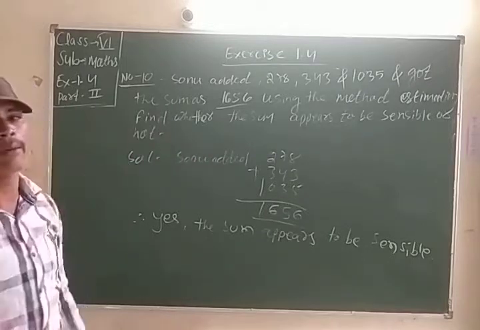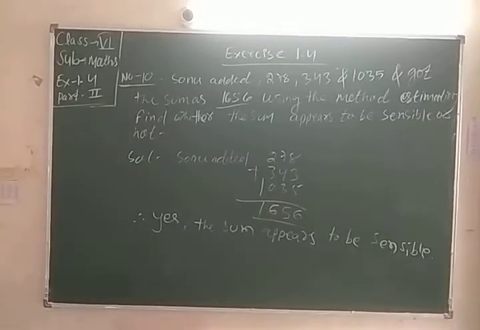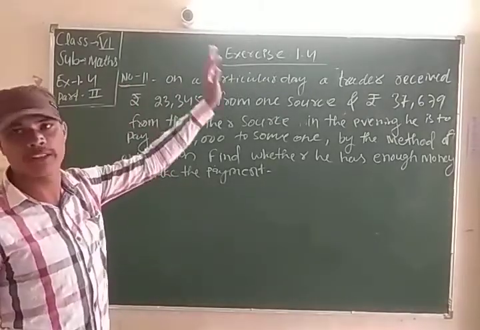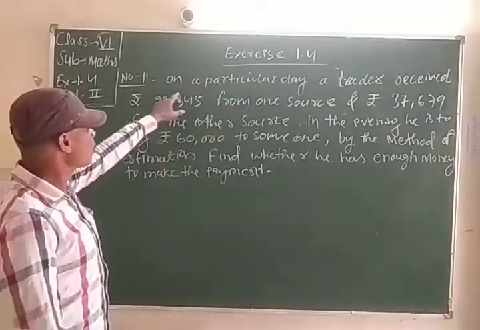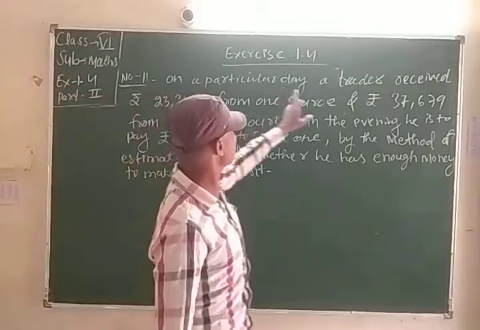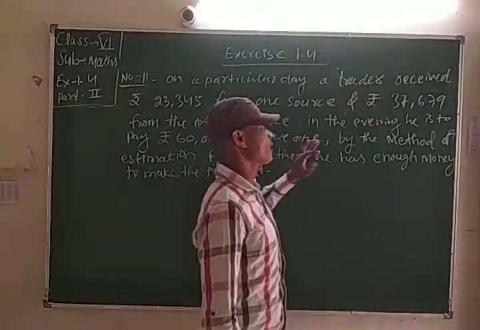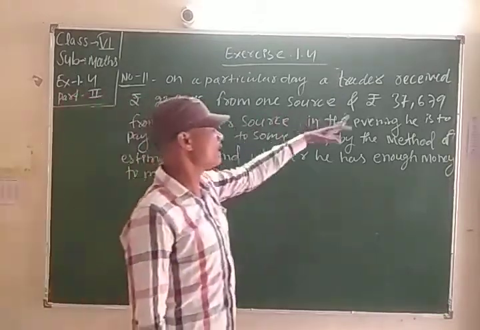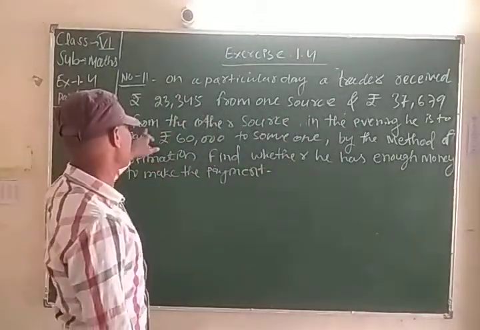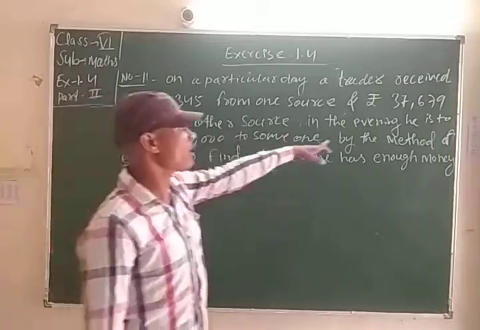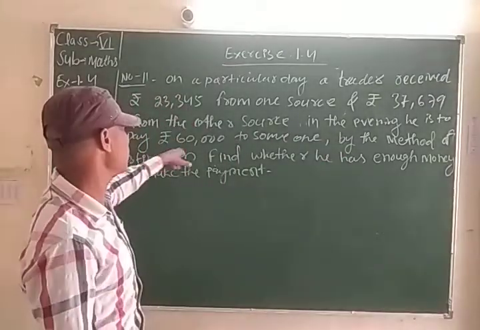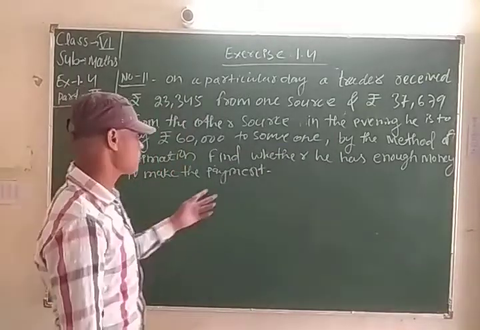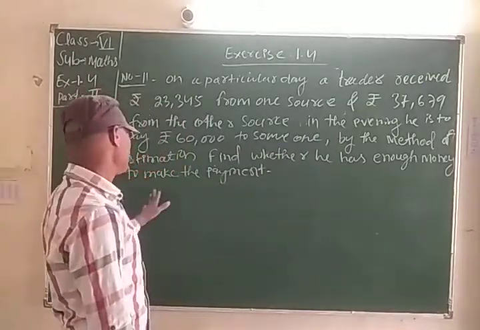Now we do number 11. So students, now it is the last number from your exercise. Here is the question. On a particular day, a trader received 23,345 from one source and 37,679 from another source. In the evening, he has to pay 60,000 to someone. By the method of estimation, find whether he has enough money to make the payment.